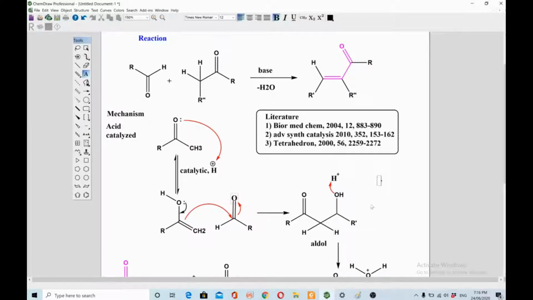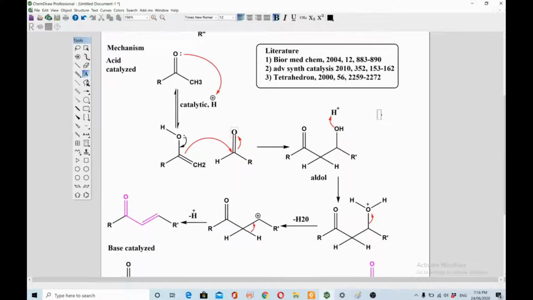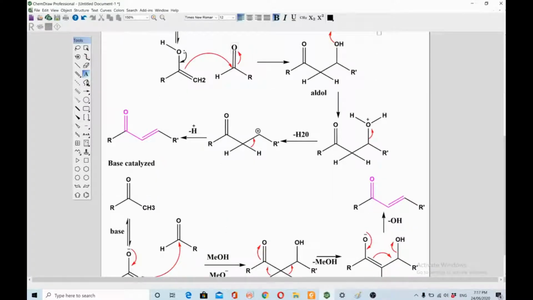Now the next step is just elimination, or dehydration, of the OH group as a water molecule. This OH picks up a proton from the medium, it becomes water, and in the next step this water molecule leaves and gives you the alpha beta unsaturated carbonyl compound. Easy mechanism. I hope you understood this mechanism. Let's discuss the base catalyzed mechanism.